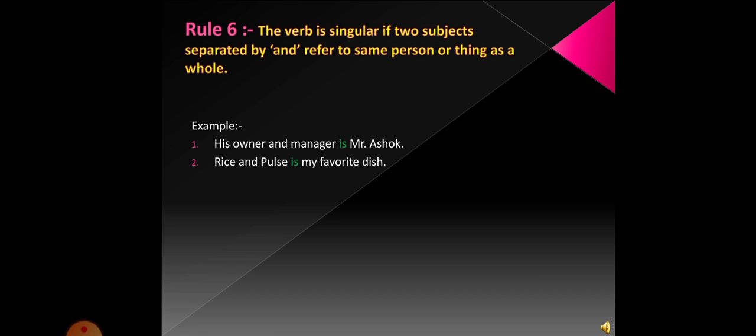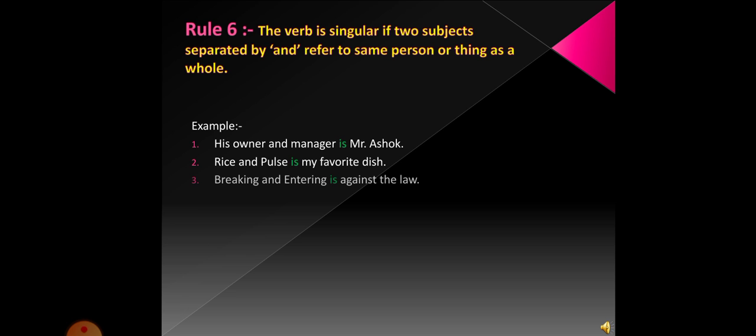Rice and pulse is my favorite dish. Now rice and pulse are two subjects which are joined by and, but they refer to only one thing, that is a dish. So I have used here is.